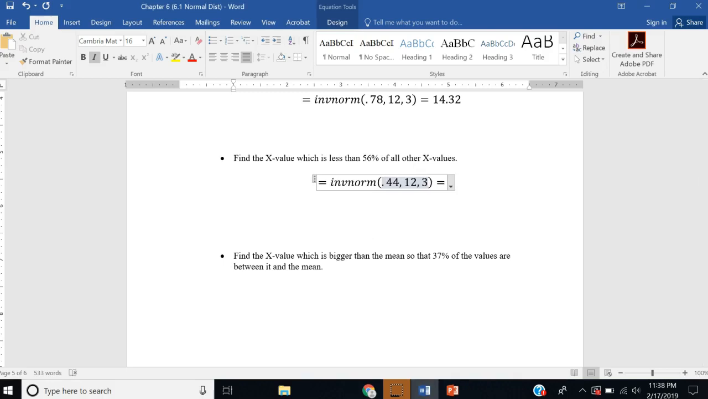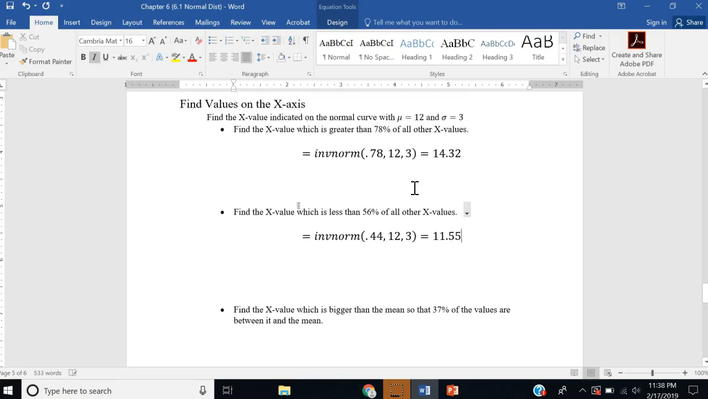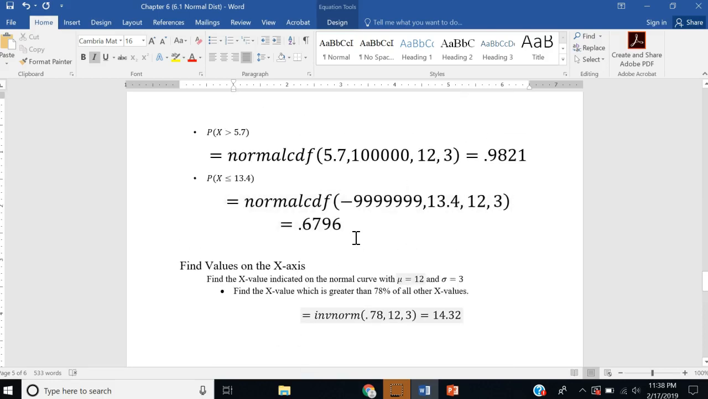So I go inverse norm, 0.44, then 12, then 3, and hopefully you get that the x value you were looking for is 11.55. Again, I'm rounding these all to 2 decimal places as far as the x values go, and as far as the probabilities go, I always go to 4.